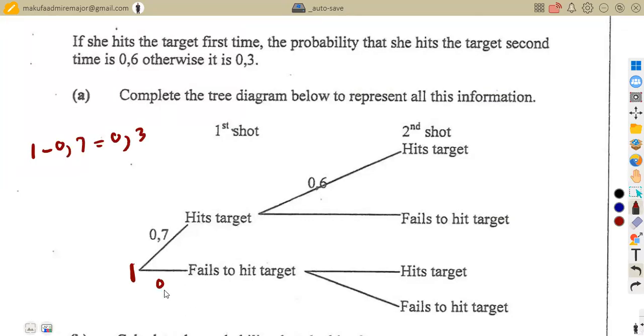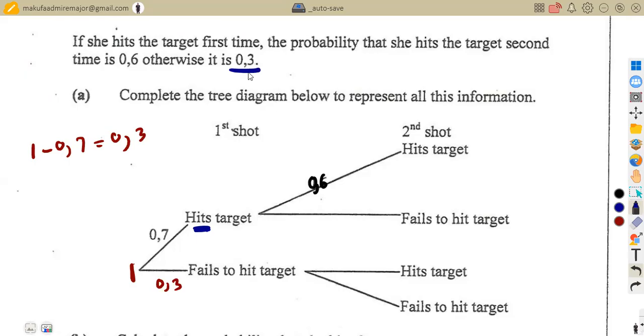0.3. So meaning to say for her to fail to hit the target, it's 0.3. All right. If she hits the target, we are focusing on hitting the target. Take note. If she hits the target the first time, and she hits the target again, we are given that the probability there is going to be 0.6.